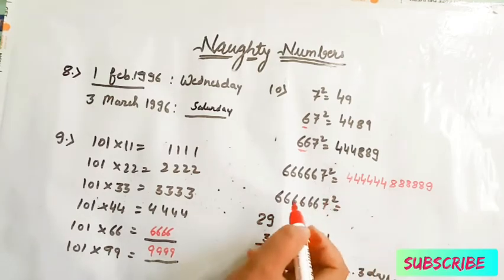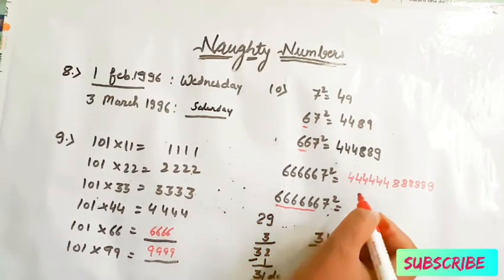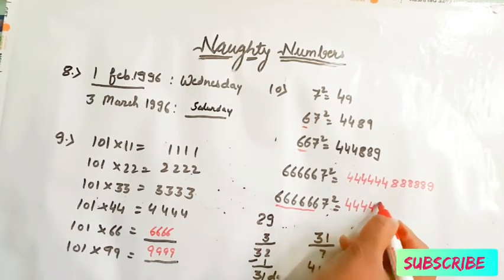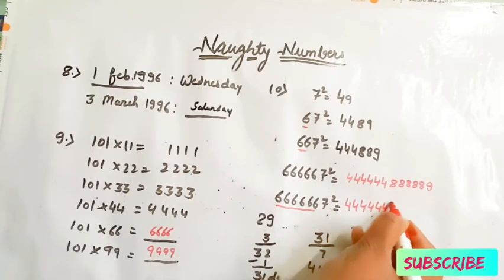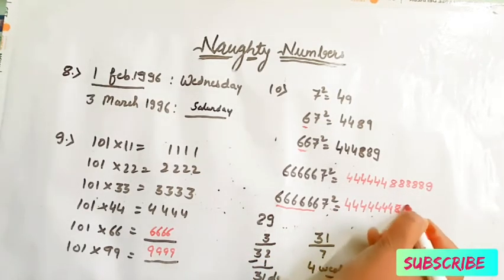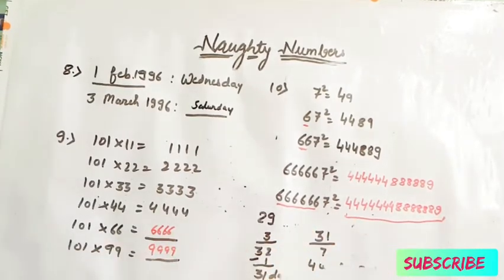Then next we have 6 times 6. What will come? 7 times 4. Then 6 times 8. And then 9. This is the required answer.